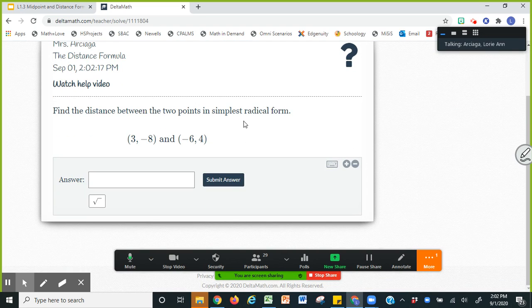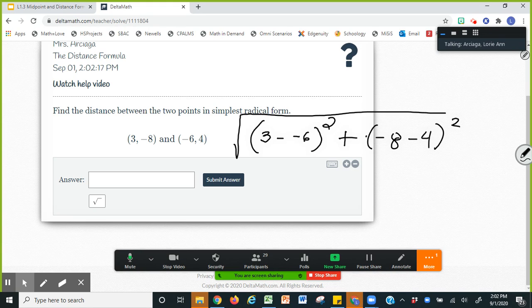All right, so let's do this. Find the distance between 2 points in simplest radical form. So remember, you subtract. So 3 minus negative 6. Okay, you square. And then you subtract again instead of adding them. So negative 8 minus 4 squared. And after you get that, you get the whole square root. So be careful with this. You might want to write it out, because if you miss one negative sign, then that's going to be wrong.